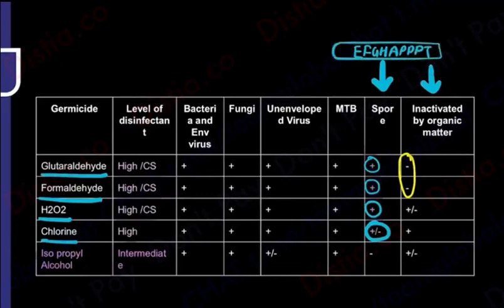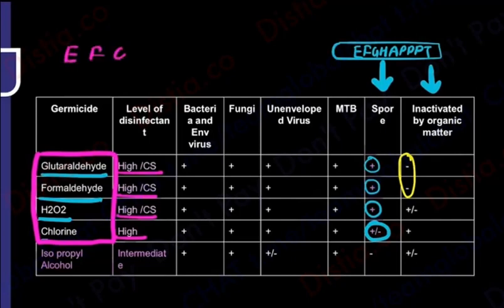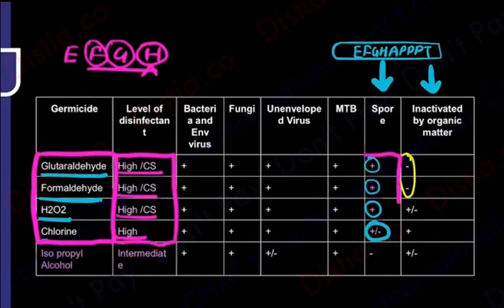Now we come to the ones that are inactivated by the organic matter. So first, please start differentiating them. All these that could somewhat kill the spores, is it right to put them in a high level disinfectant or a chemical sterilant? Yes, because they can kill the spores. So glutaraldehyde, formaldehyde, H2O2 and hypochlorite. From EFGH, formaldehyde, glutaraldehyde and H2O2 and hypochlorite, these 3-4 things are going to be high level or chemical sterilants. Why? Because they can all kill the spores.